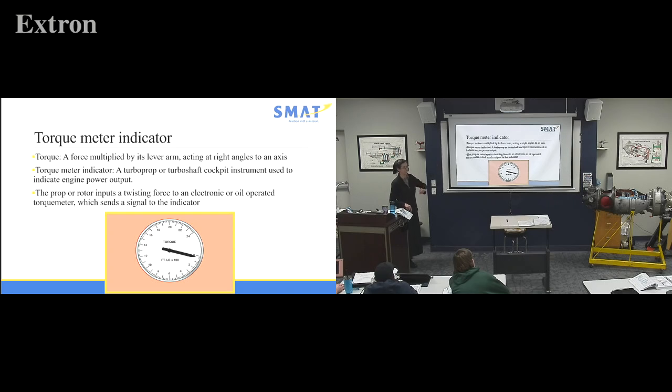Now I'm diving deep into stuff. When we have our prop in what's called full feather, or it's taking big bites of air, or as it speeds up and the load decreases, what happens to our torque meter? And I'll be quizzing you on that during our run-up.